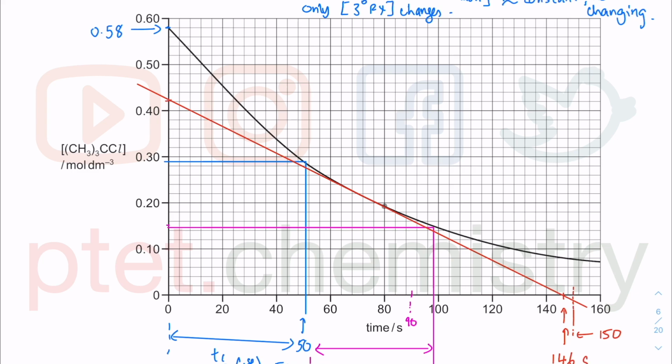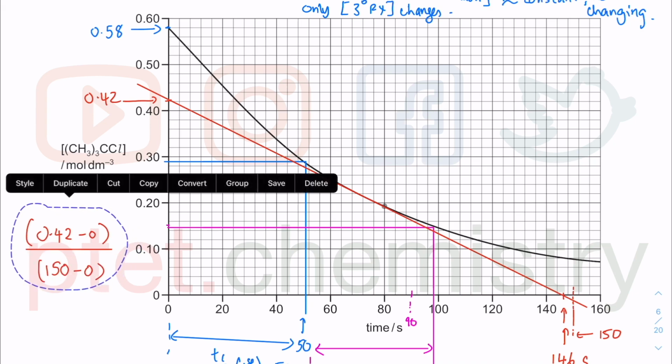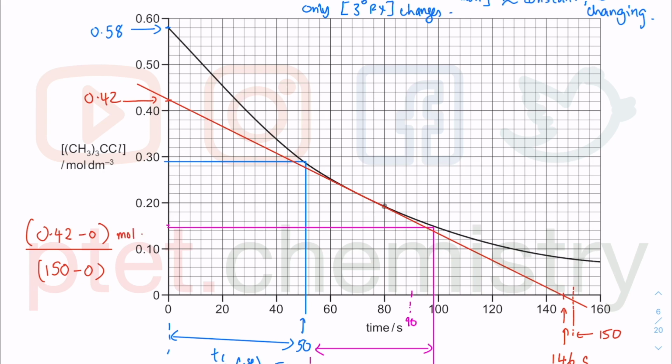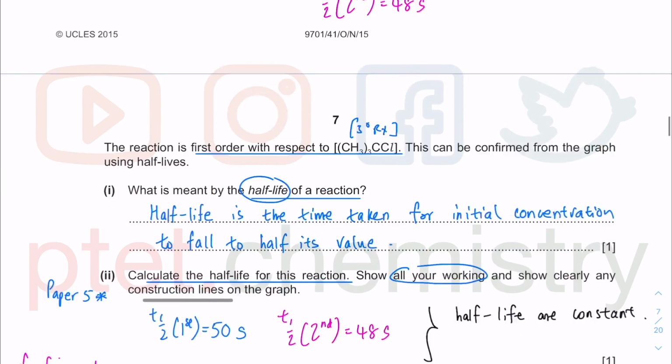And what do I have on the y-axis? A lot easier, 0.40, 0.42. So 0.42 minus 0, your change in y over your change in x. 0.42 minus 0, this is mole per dm cube. And at the bottom, I have 150 minus 0, this is second. So on top, I have mole per dm cube. At the bottom, I have second. So my unit is going to be mole per dm cube divided by second.